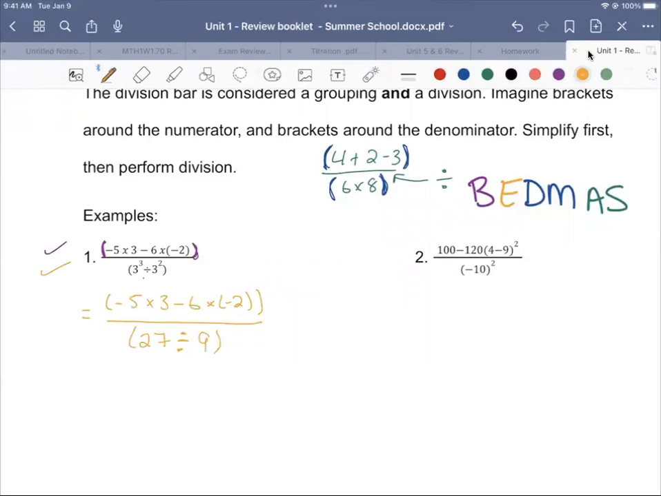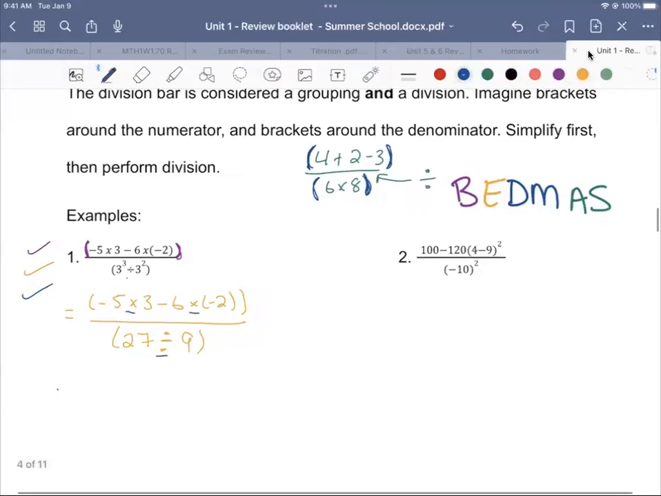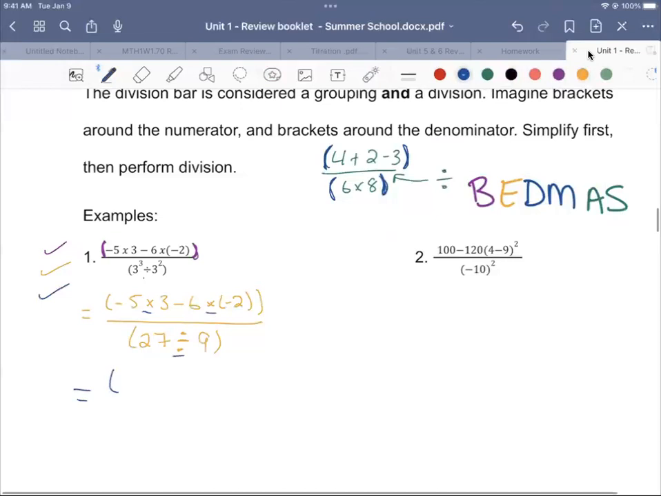That is one where you are allowed to use your calculator for that. The more you do it, the better you get at doing it in your head, though, which can always be helpful. Now, I do have division and multiplication. I have it here, here, and here. So I do have that. So inside my brackets, I have -5 times 3 is -15 minus, -6 times -2 is +12 over 27 divided by 9 is going to give me 3.